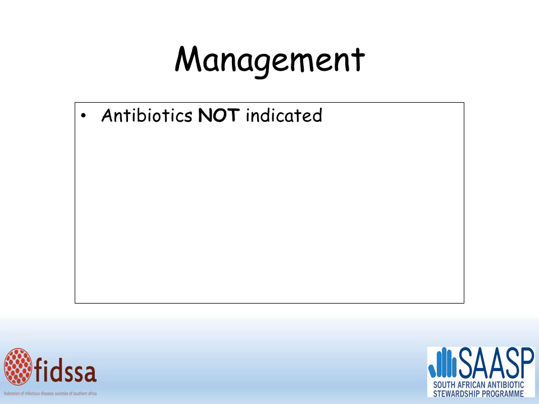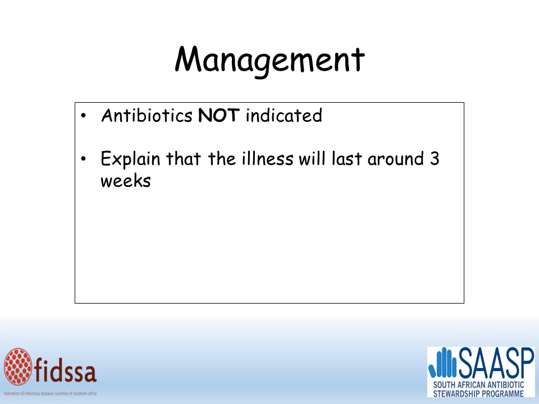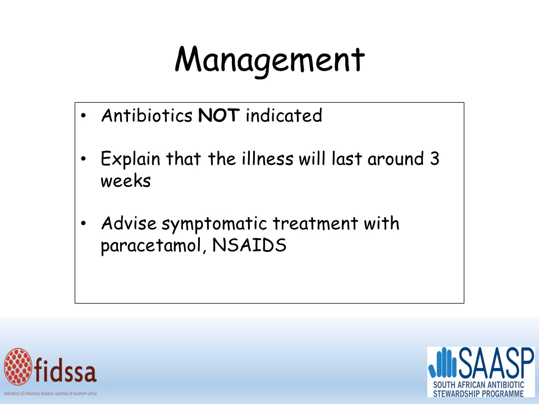In terms of management, antibiotics are not indicated. Overprescription of antibiotics for bronchitis is one of the commonest mistakes in antibiotic prescribing and is thought to be a major driver of worldwide antibiotic resistance. It's important to explain to the patient that the illness will last for around 3 weeks and advise on symptomatic treatment with drugs such as paracetamol and non-steroidal anti-inflammatory drugs.